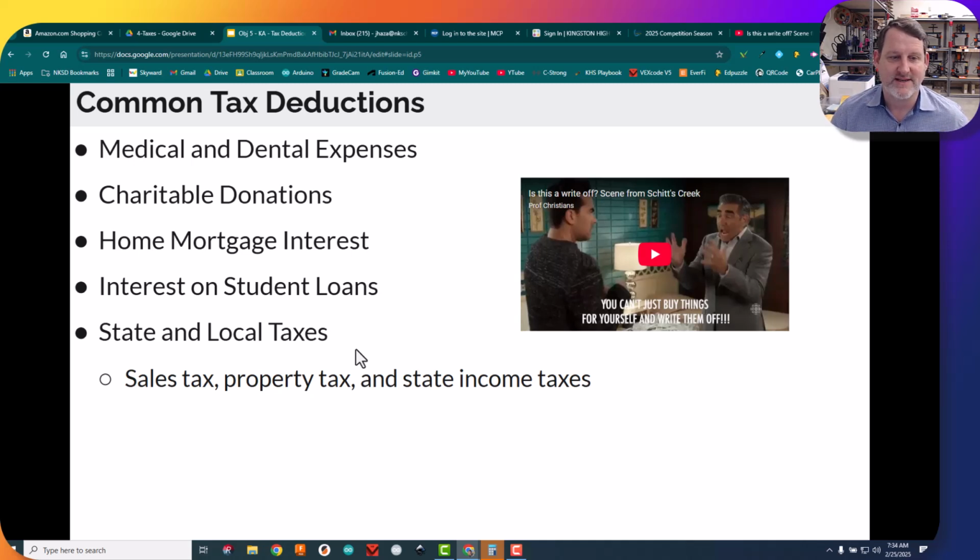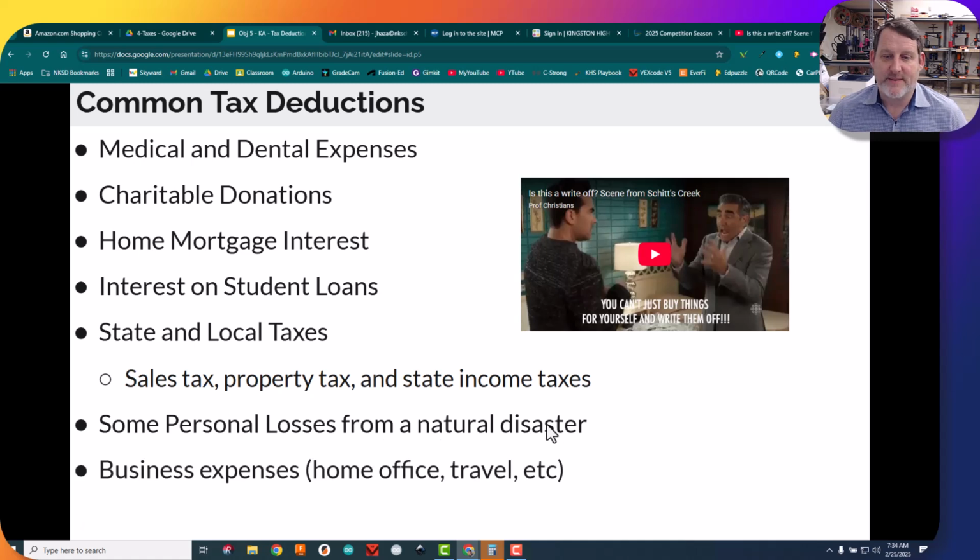You can also deduct sales tax and state income taxes, which we don't have in Washington State, but some states do. To do sales tax, you have to keep all the receipts. It's a big nuisance, but it can add up. My advice is if you make big purchases like a car or maybe furniture, something where there's hundreds of dollars of sales tax, it would be a good time to hold on to those receipts and see if you can use a deduction.